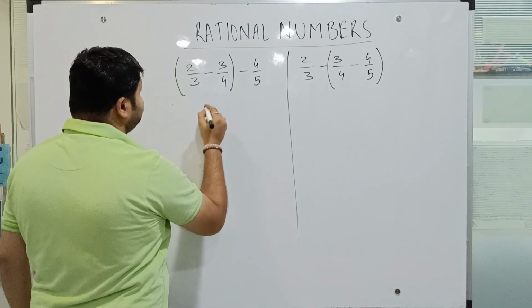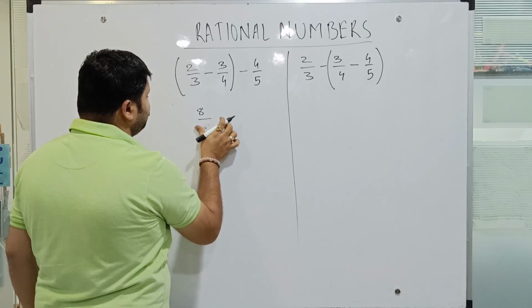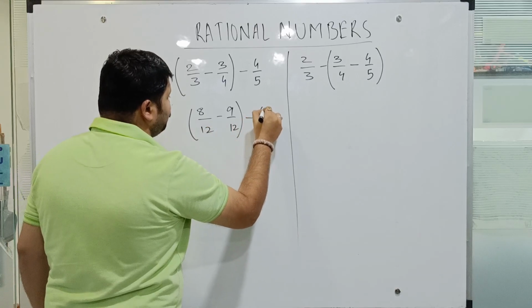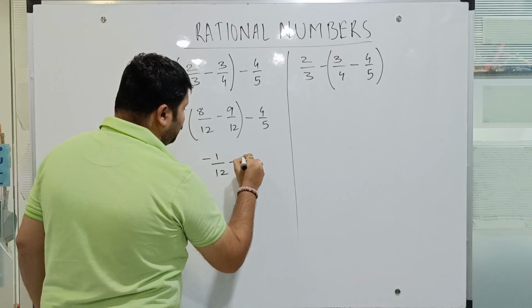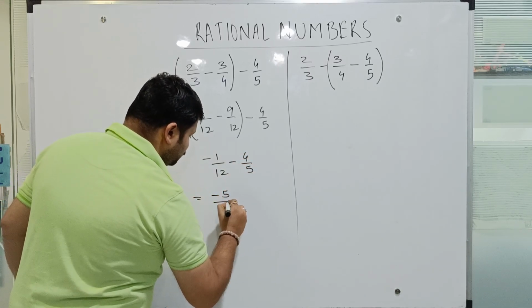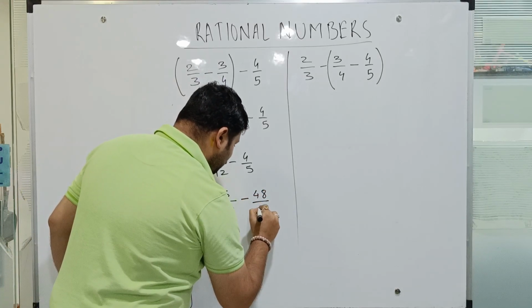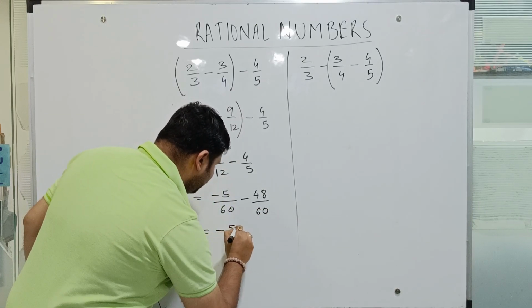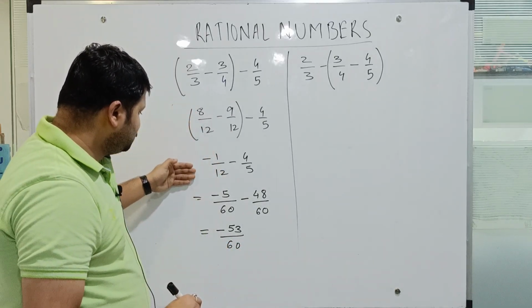Here I have, so this would be 8 upon 12 minus 9 upon 12 minus 4 upon 5, giving me minus 1 upon 12 minus 4 upon 5, which would be equal to minus 5 upon 60 minus 48 upon 60, giving the final answer as minus 53 upon 60. So you see, through and through the final answer remains negative.